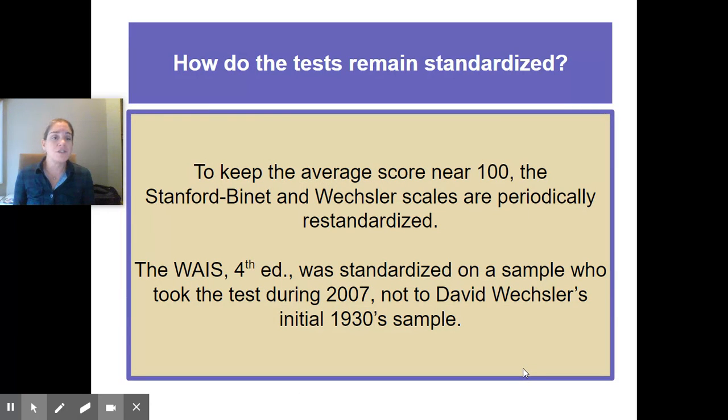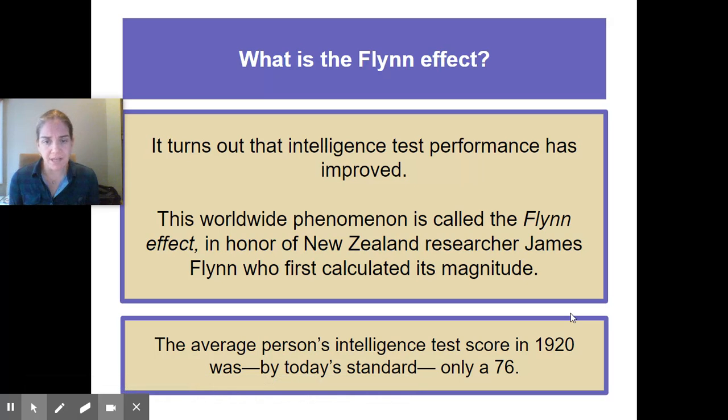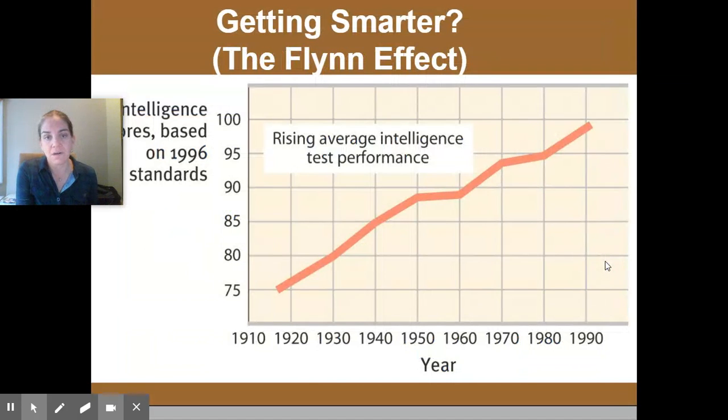Now, just so you know, the Wechsler scales and the Stanford Binet scales are re-standardized, okay? Because there's something interesting that is happening. There's a worldwide phenomenon that's known as the Flynn effect, which is named after the researcher who noticed it. What we find is that intelligence test performance has improved over time. It keeps going up. The average person's intelligence test score in 1920 was, by today's standard, a 76. Okay, so does that mean that we're actually getting smarter?